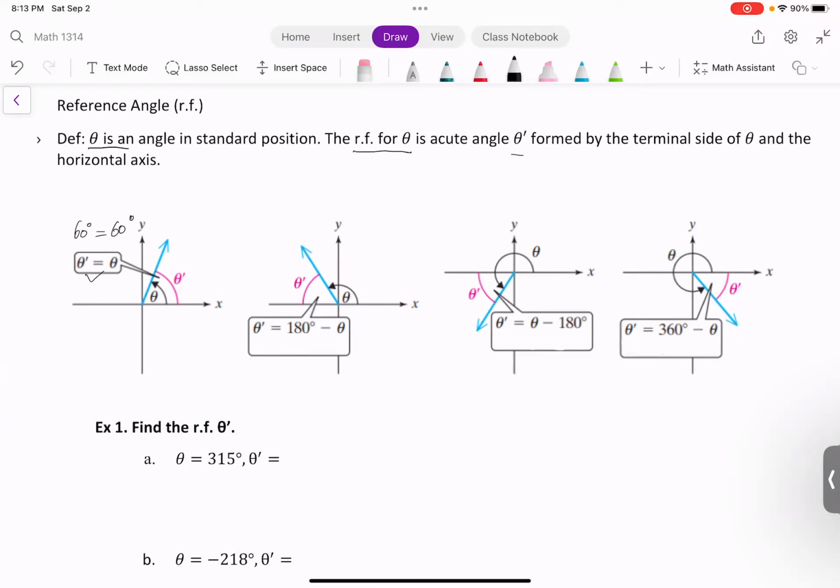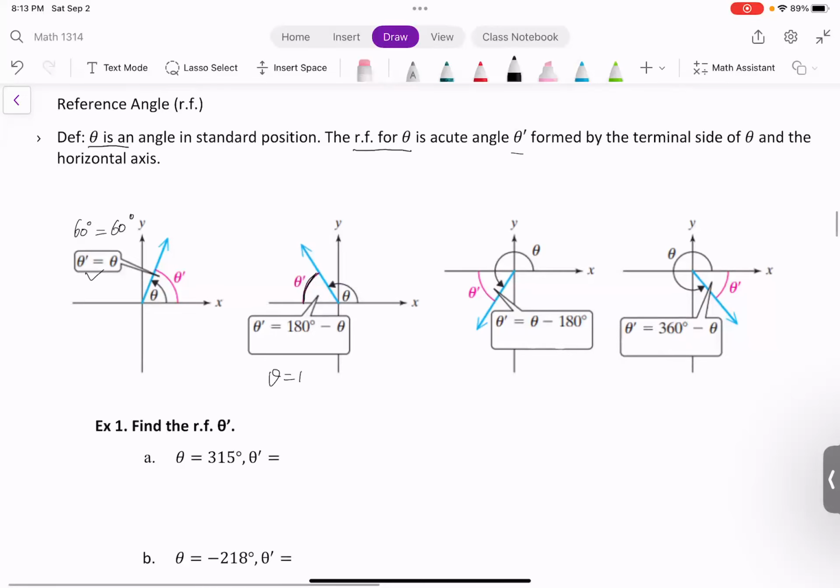How about the second quadrant? The theta is in the second quadrant, and theta prime is here. So, for example, if my theta equals 120 in the second quadrant, then theta prime is 180 minus theta, so it's 60 degrees. So if theta is in the second quadrant, we can use this formula to find its reference angle, 180 minus theta.